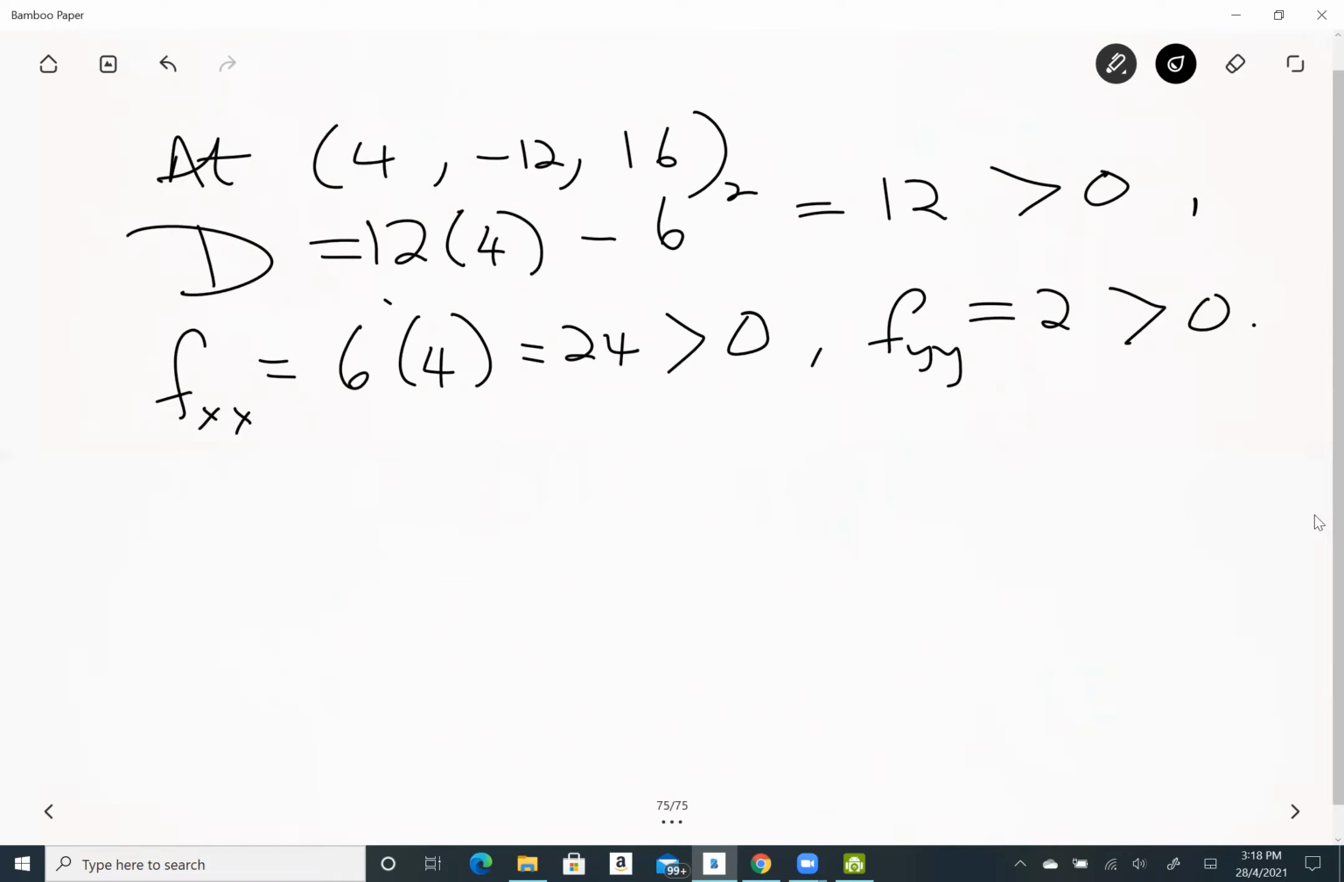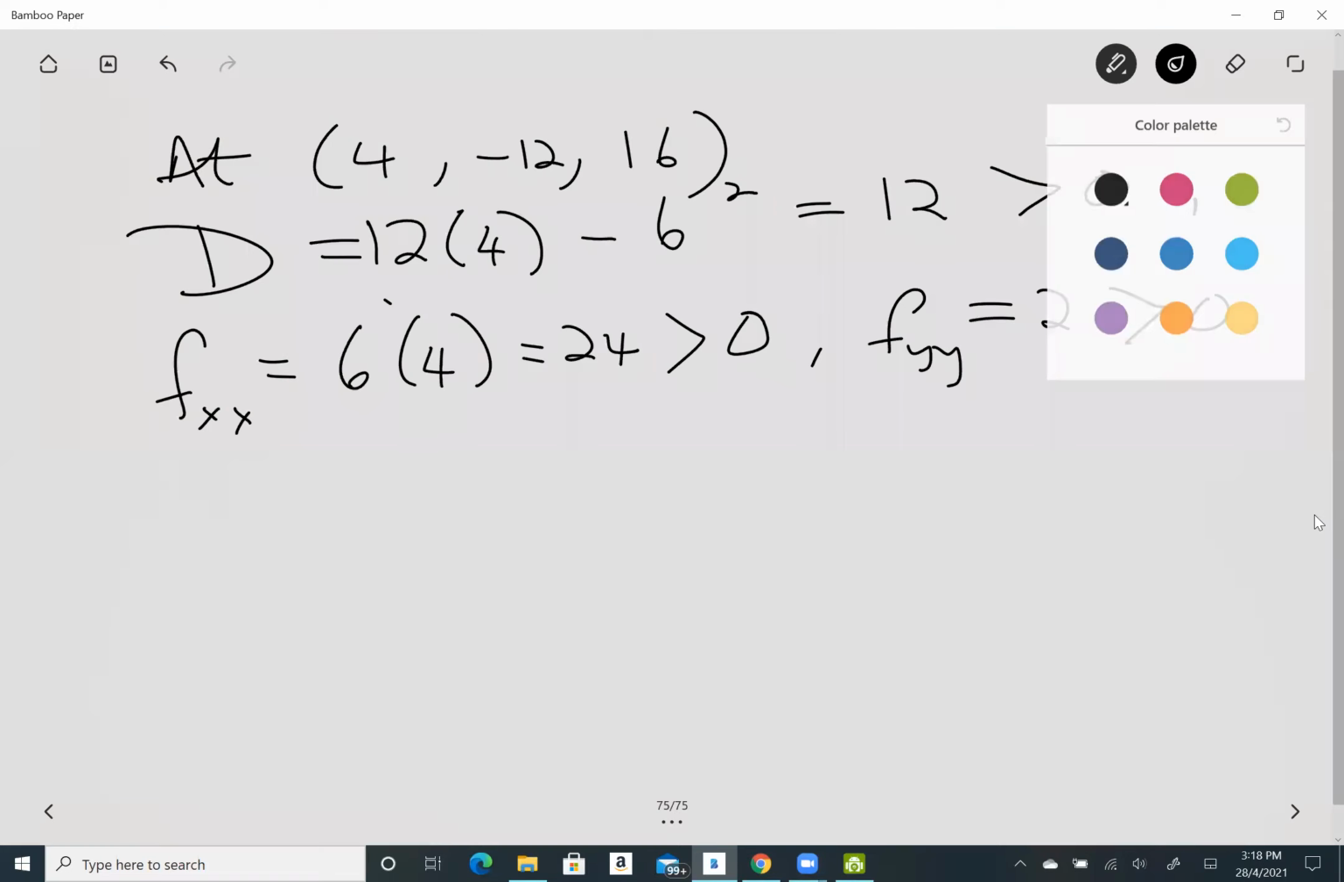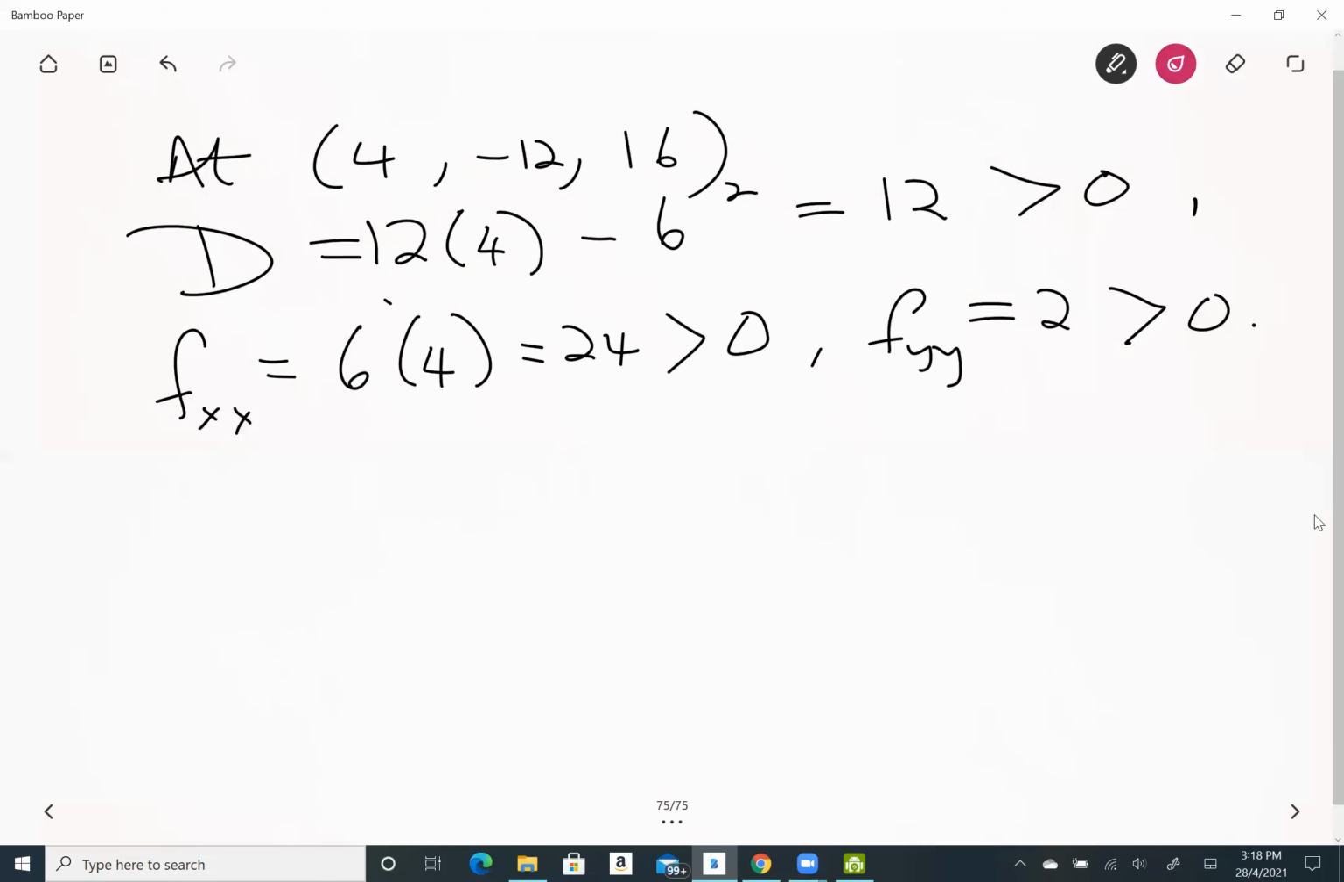Minimum. Okay. You have this thing here is positive. That thing here is positive. D is positive, so minimum. So conclude. So that is example number 3.